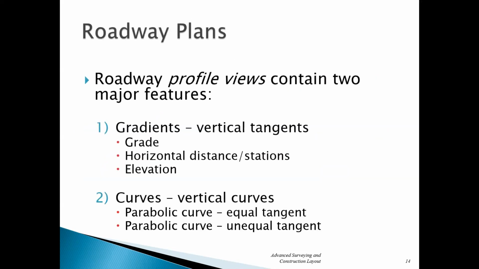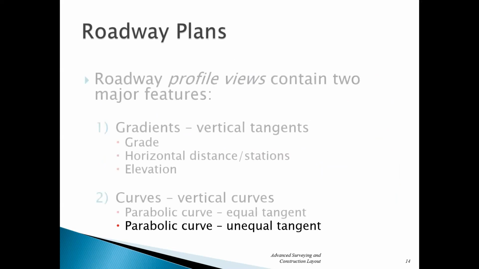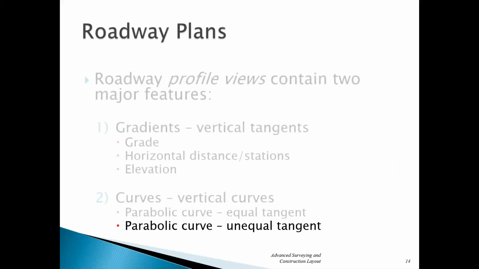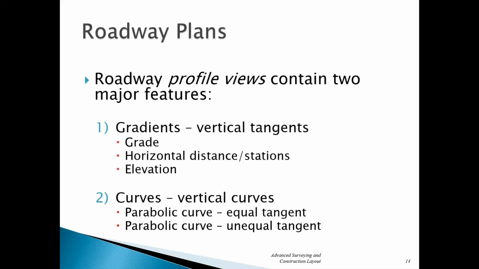Okay, so roadway profiles. When we talk about the roadway profile itself, it contains 2 major features, just like the horizontal alignment plan view. We call them tangents and curves. In a profile, they're called gradients and curves. A gradient is another name for a vertical tangent. Some people use the term tangent, but I don't like that term because that usually implies horizontal.